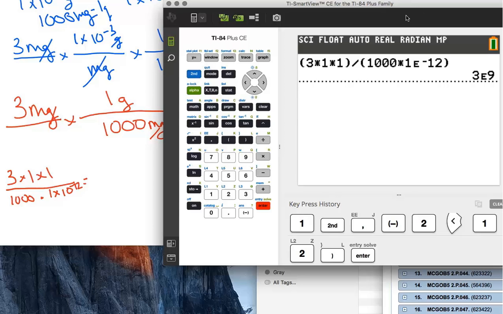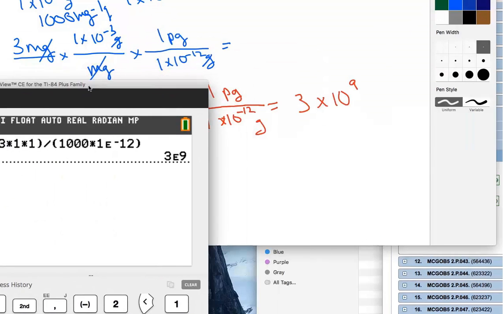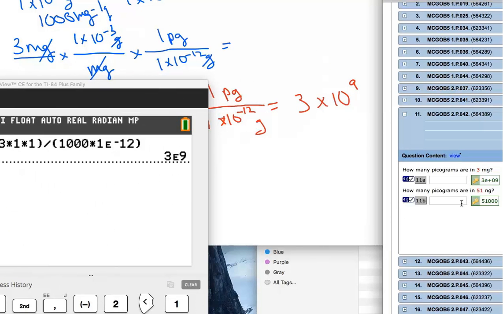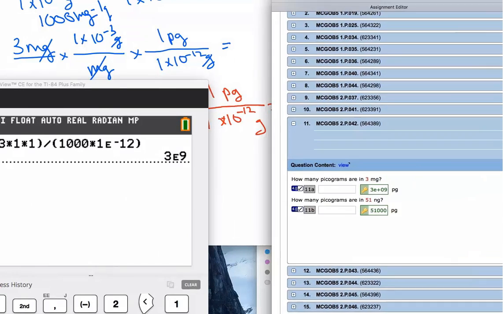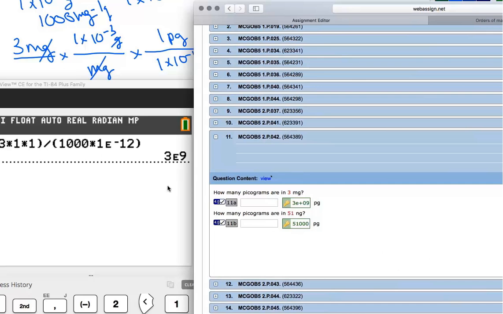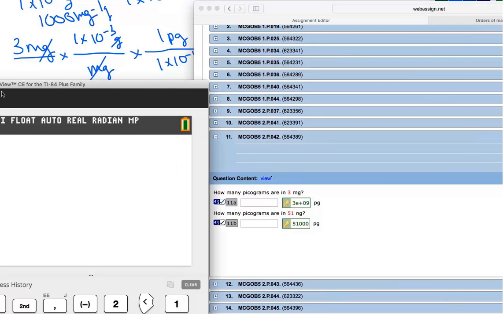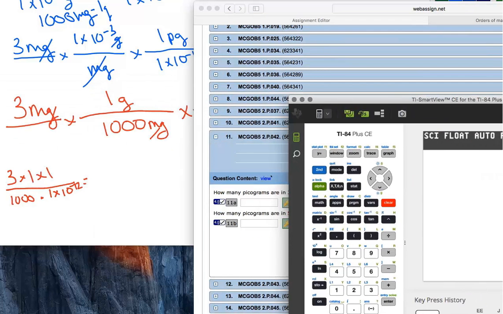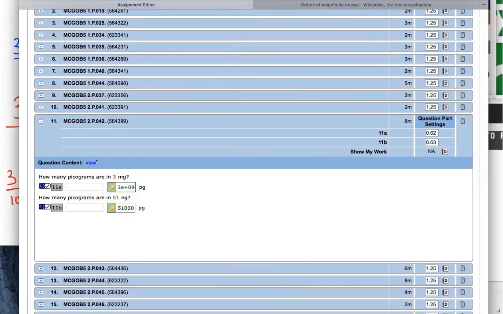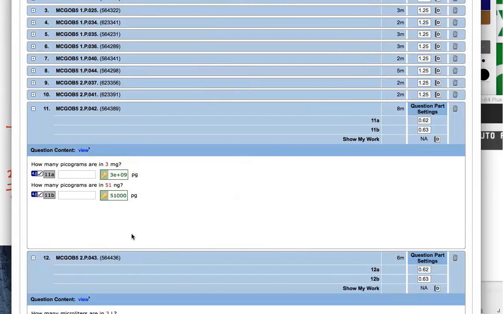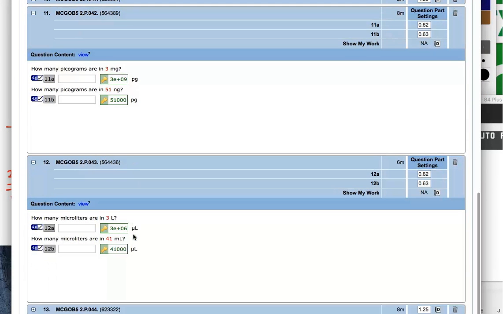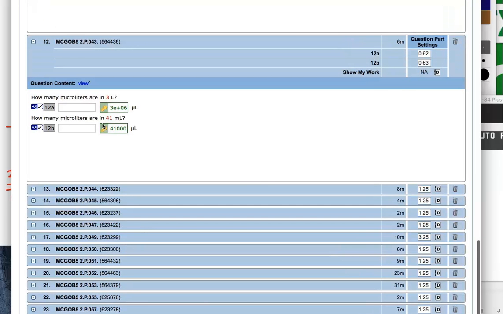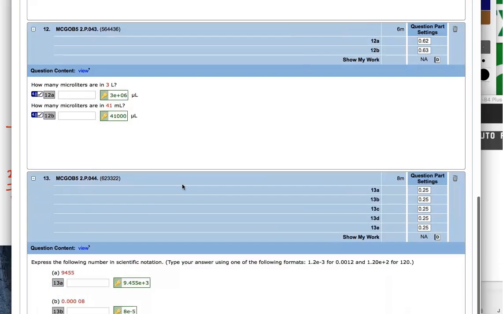What do you know? That's exactly what Webassign says, and exactly what we got. And you can do the same thing with picograms and nanograms, and I'm not going to do that for you, so I don't want to do all your homework for you, and we have a couple more examples I want to show you. So let's see, what else would we say in Webassign here that we would look at? Let's say that we have how many microliters in 3 liters, very similar problem. I'm not going to do that one.